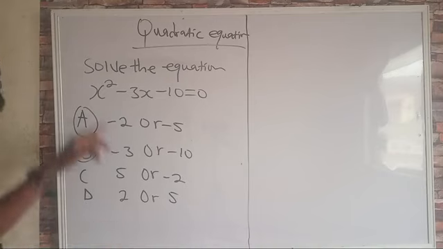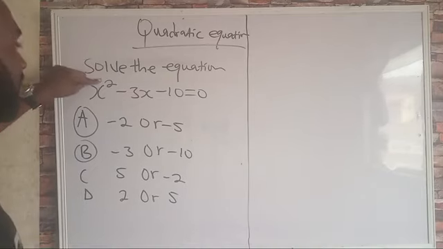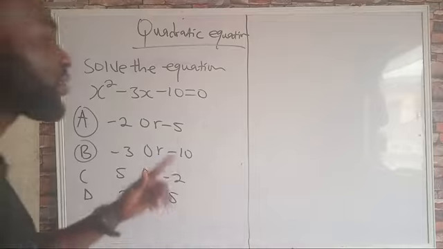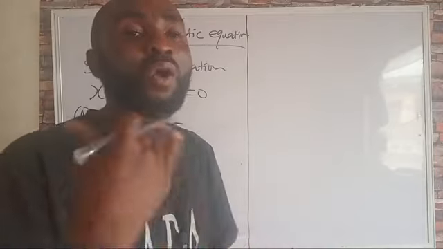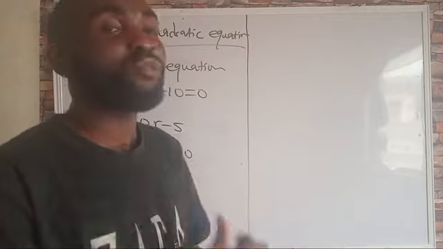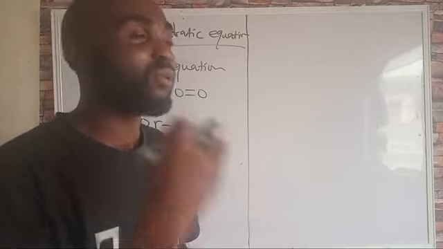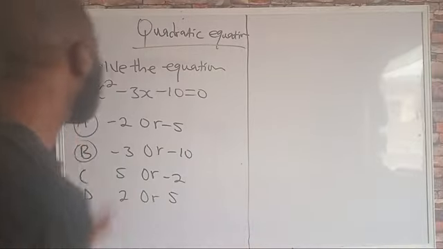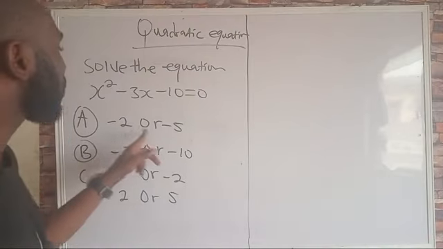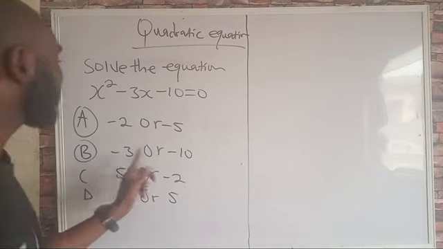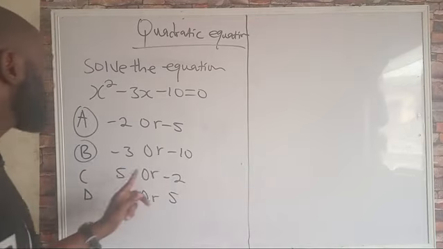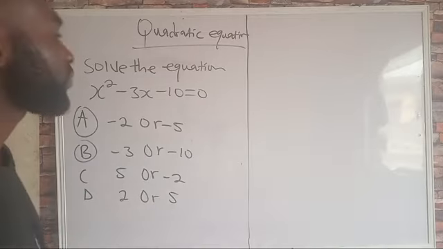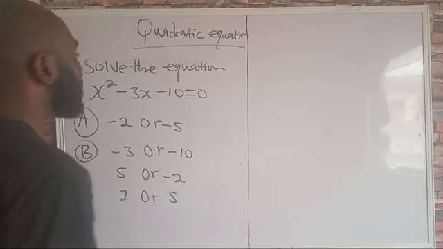How do I know that it's quadratic? The power that x, the variable, is carrying here is 2. So any quadratic equation has a power of 2. Anything above 2 is no longer quadratic, it's a polynomial. Anything with less than 2 is a linear equation. So here we have: a, minus 2 or minus 5; b, minus 3 or minus 10; c, 5 or minus 2; d, 2 or 5. So let's solve the question to see the right option.